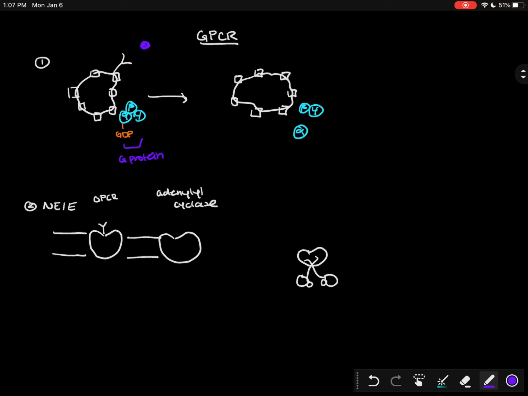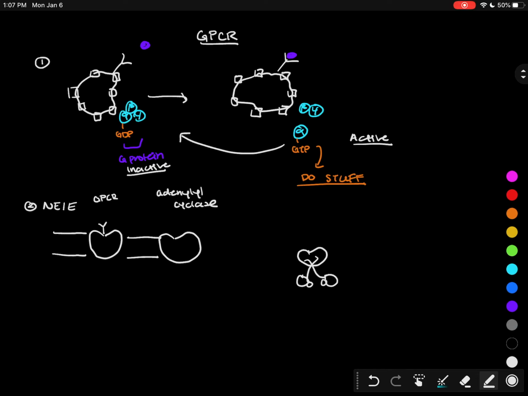Okay, so now, as soon as our ligand binds, we're now going to have GTP bound instead. And when this GTP is bound, we can actually go and do stuff, right? This is what's going to bind and do stuff. And there is going to be a way to bring this back into the inactive form. So this is inactive, active. Okay, we'll go over how to convert this to and from in just a moment.